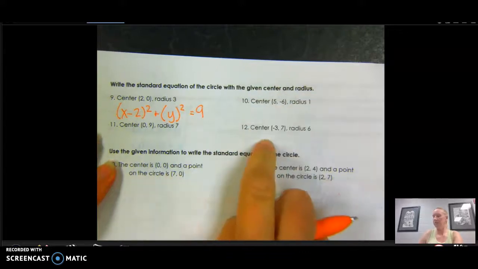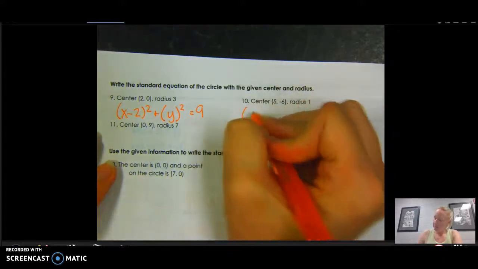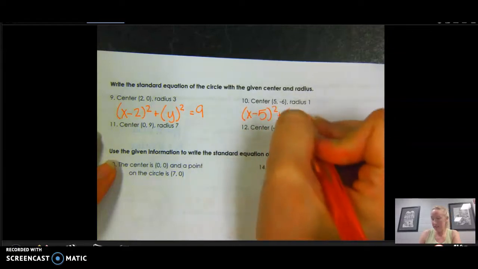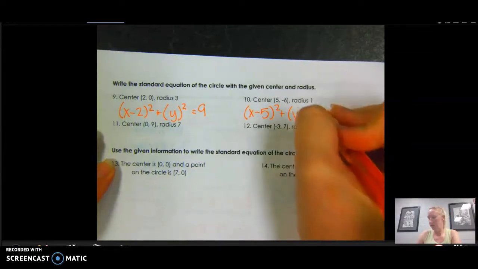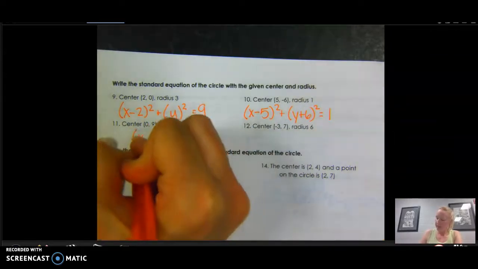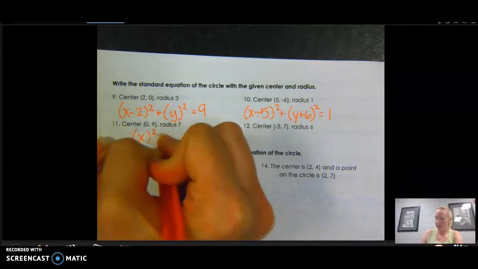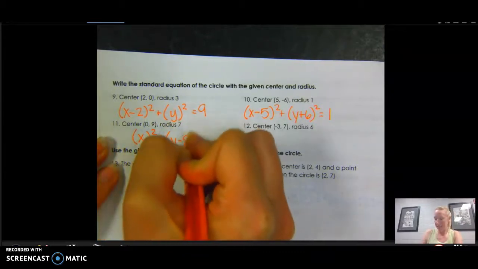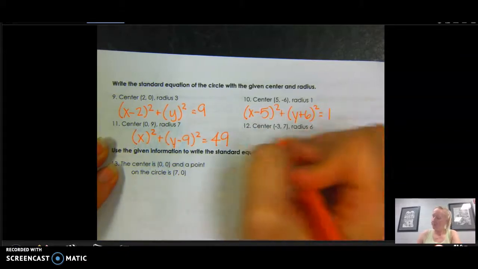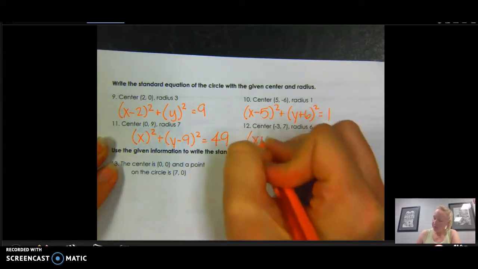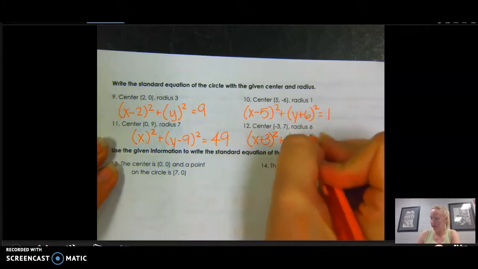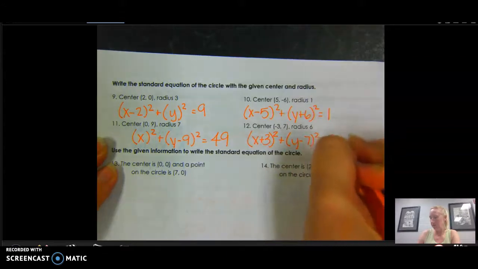Go ahead and do 10, 11, and 12. So 10 would just be x minus 5 squared plus y plus 6, because opposite of negative 6 squared. And then 1 squared is just 1. Next one would be just x, don't need the 0, so squared, plus y minus 9 squared equals 49, because we're going to square 7. Last one is x plus 3, opposite of negative 3 squared, plus y minus 7 squared equals 6 squared, which is 36.